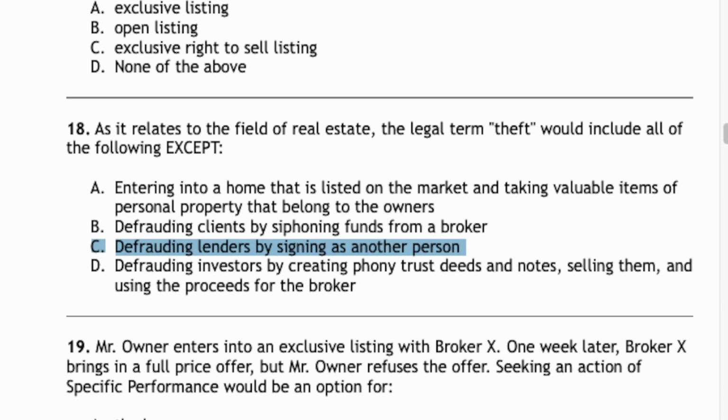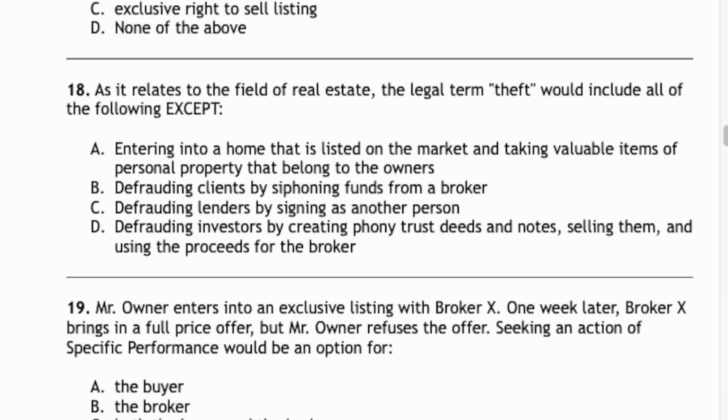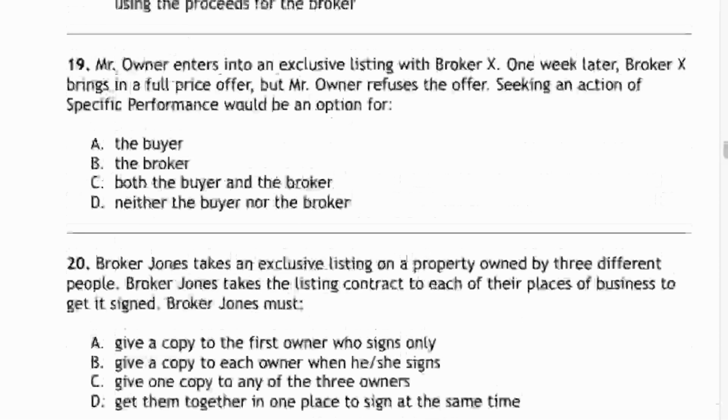The key word is legal term theft. Now, C is illegal, but it's not theft. C is forgery. So the word theft is a broad term that basically means the improper taking and carrying away of someone else's personal property, which applies to A, B, and D. Answer C is forgery, which would occur when someone signs a written document in another person's name. That's a good question. That's a tricky one.